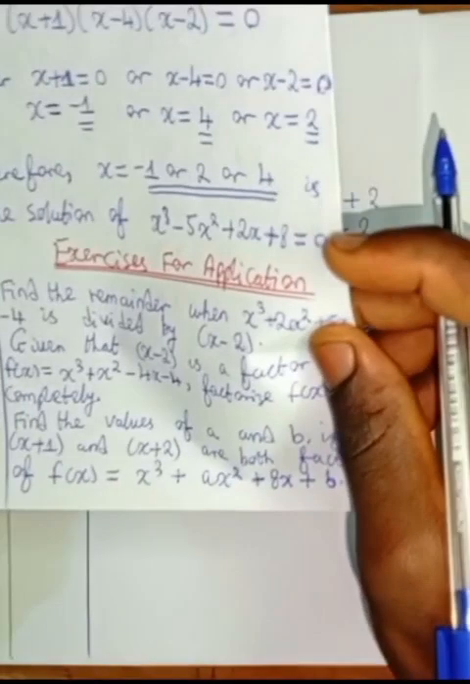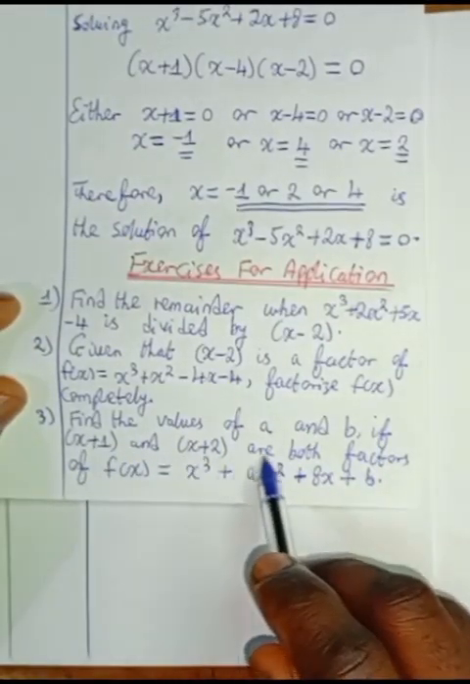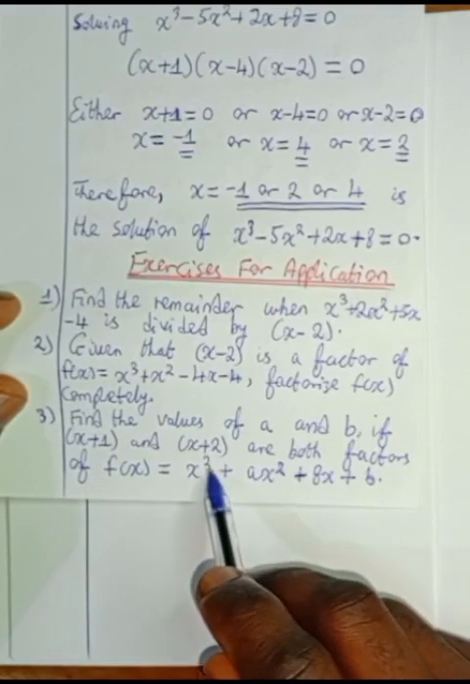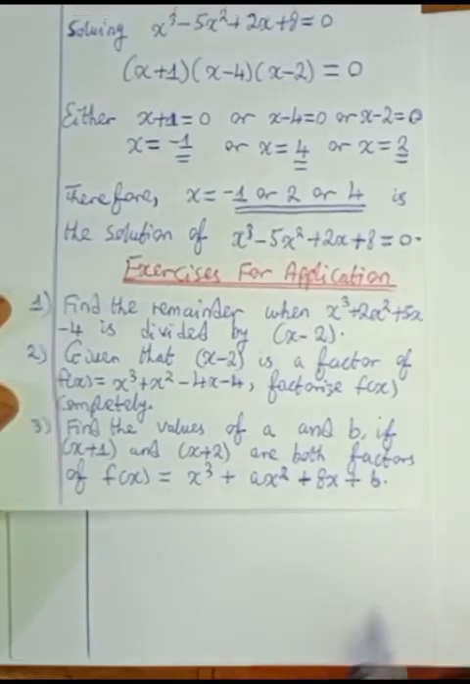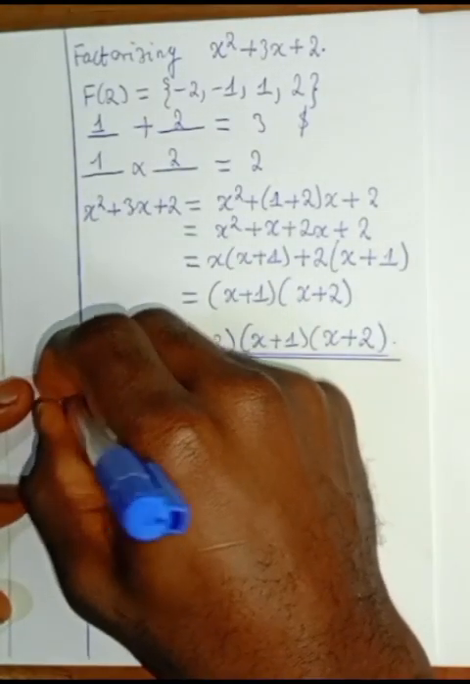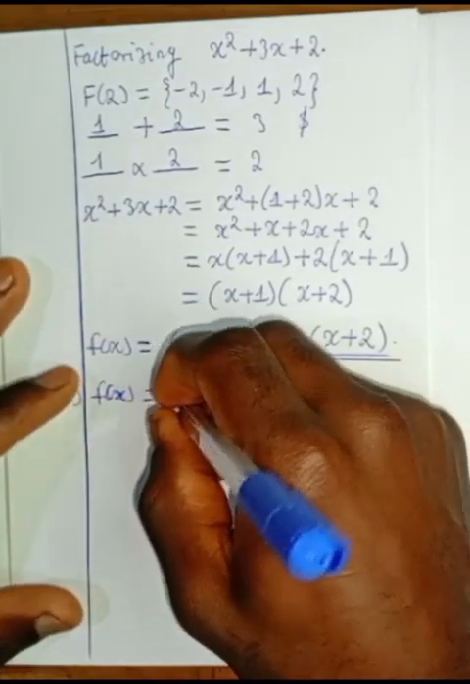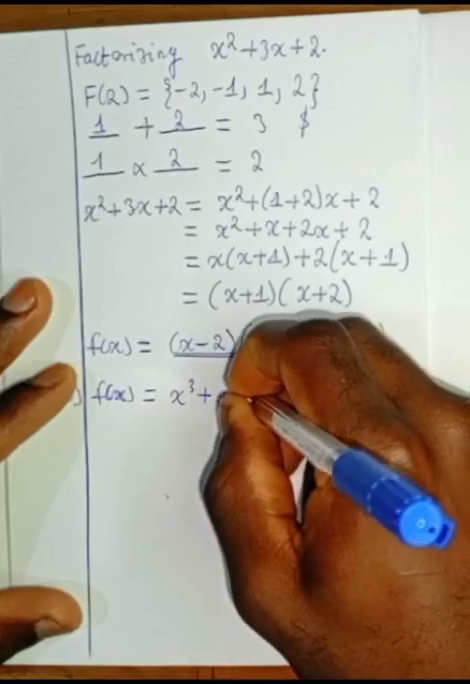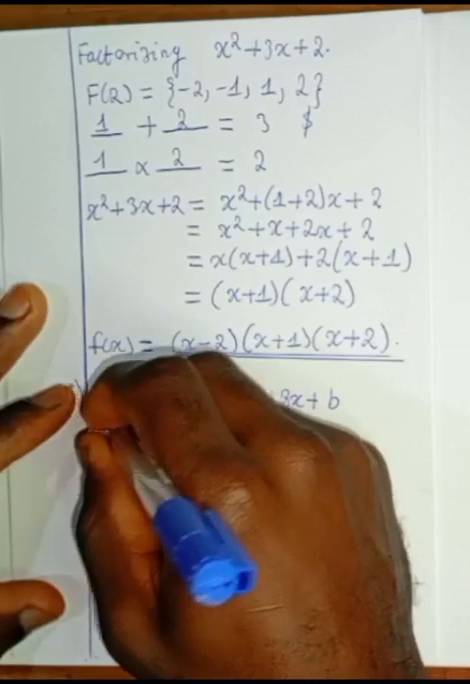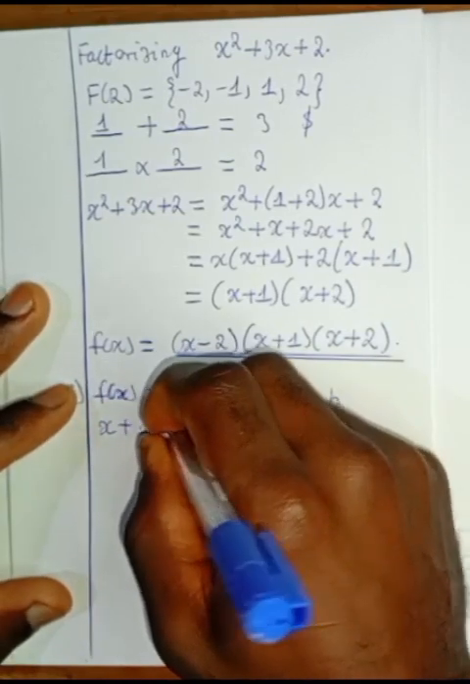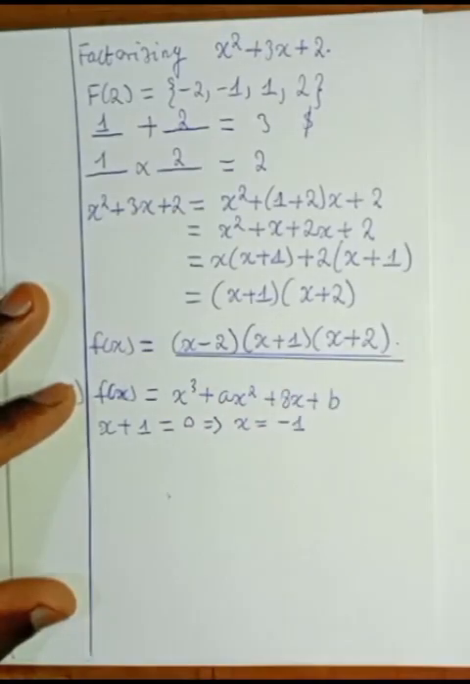We go to question 3, which says find the values of a and b if x plus 1 and x plus 2 are both factors of f of x equal to x cubed plus ax squared plus 8x plus b. Question 3, f of x is equal to x cubed plus ax squared plus 8x plus b. We have been told that x plus 1 is a factor, so if we equate x plus 1 to 0, we find x, then x will be equal to -1.